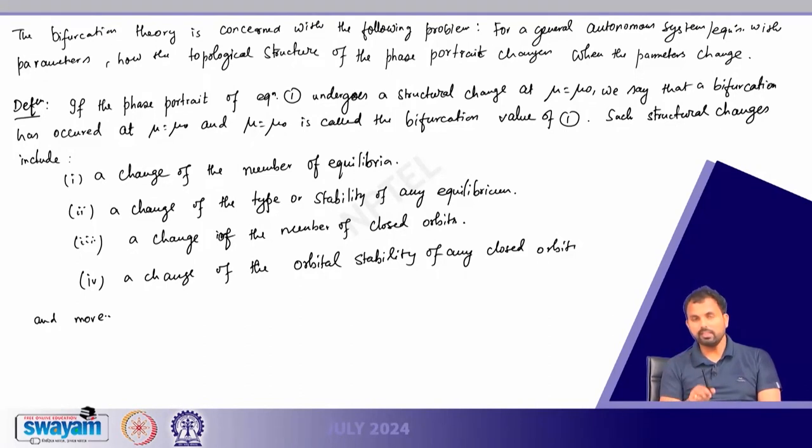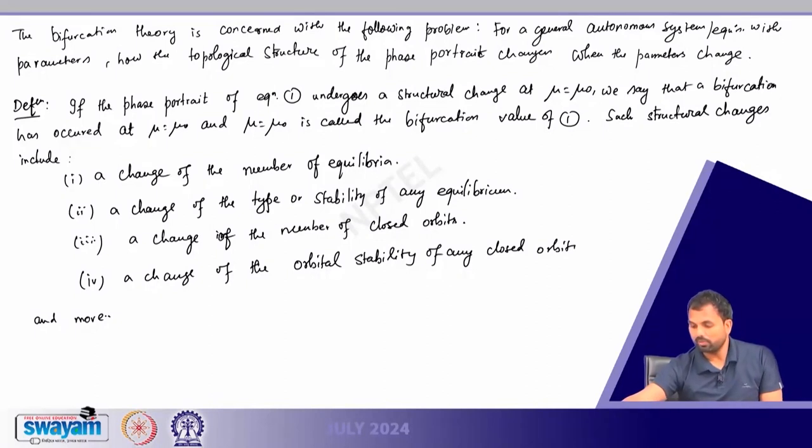So, any phase portrait of equation 1 that undergoes a structural change, let us say due to any one of these parameters involved in the model, that particular parameter value, mu equals mu 0, is called the bifurcation value, and we say that a bifurcation has occurred there. That means there is some kind of disturbance being created due to the involvement of that parameter in the phase portrait, right.